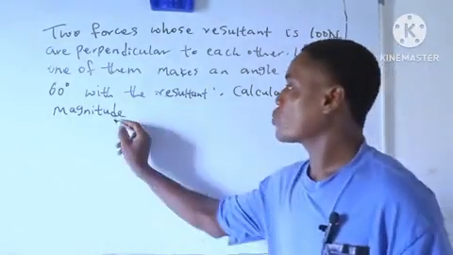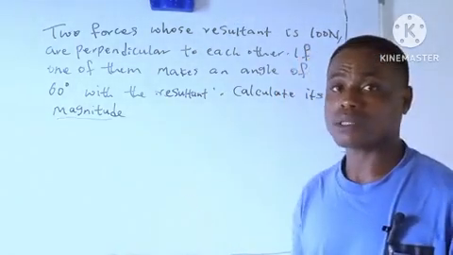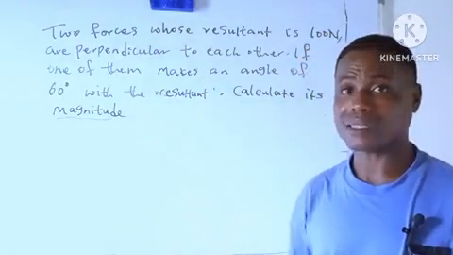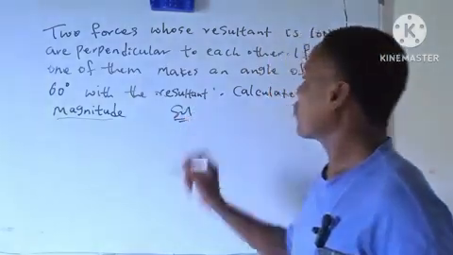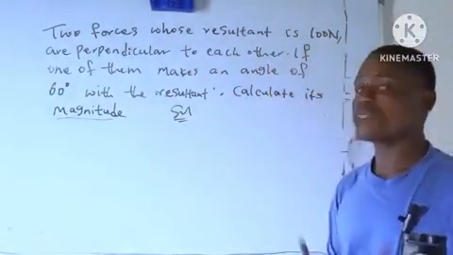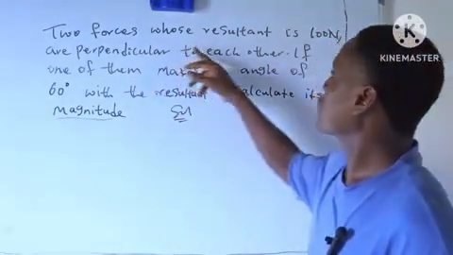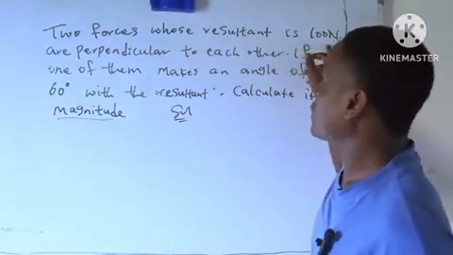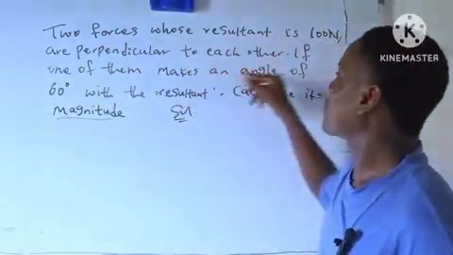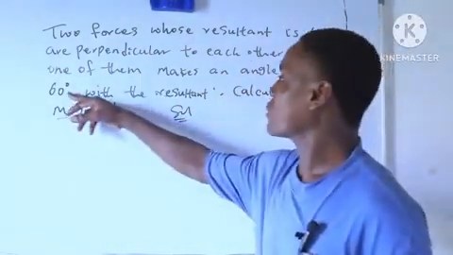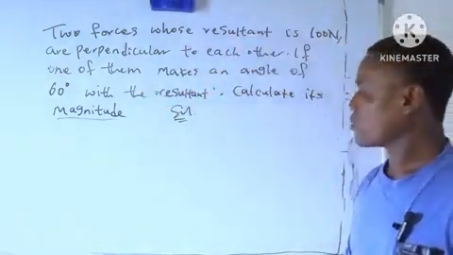Don't be confused with this word, magnitude. It means the size of something, or the size of the force, how big it is. So please take note. So, solution. From this question, we can easily draw the diagram. They said two forces whose resultant is 100 are perpendicular to each other, and one of them makes an angle of 60 degrees.